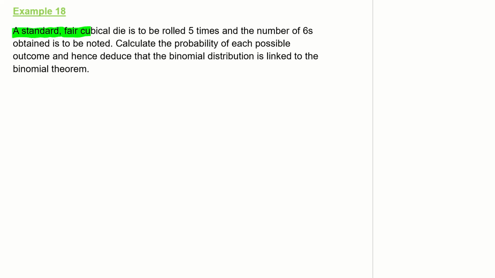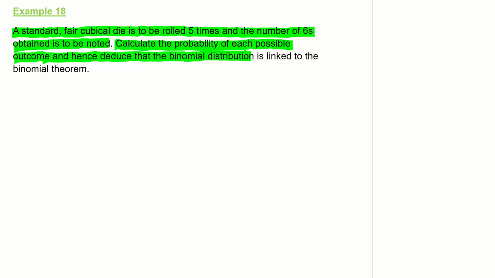A standard fair cubical die is to be rolled 5 times and the number of 6s obtained is to be noted. Calculate the probability of each possible outcome and hence deduce that the binomial distribution is linked to the binomial theorem.